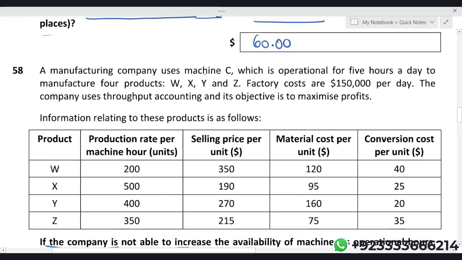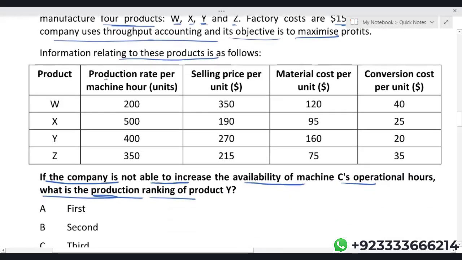Let's see. A manufacturing company uses machine C, which is operational for 5 hours a day to manufacture 4 products, W, X, Y, and Z. Factory cost is 1,50,000 per day. The company uses throughput accounting and its objective is to maximize the profit. Information relating to these products is as follows. Production rate per machine hour. So W, in 1 hour of machine, we can produce 200 units of W, 500 units of X, 400 Y, and 350 Z.